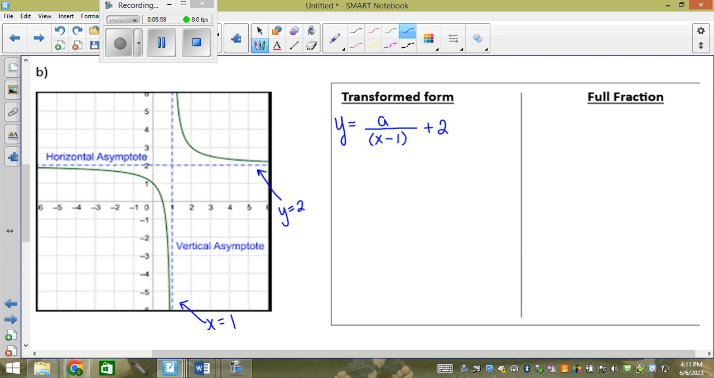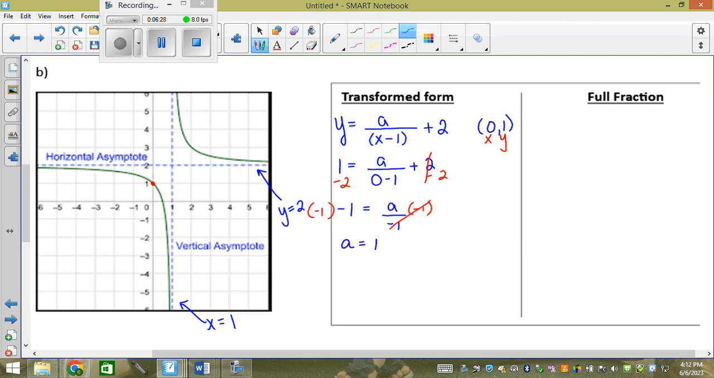Now I need to use a coordinate. I'm going to use 0, 1. Solve for a. So I'm going to get 1 equals a over 0 minus 1 plus 2. Subtract my 2 from both sides. I'm going to get negative 1 equals a over negative 1 multiplied by negative 1. And a equals 1 here.